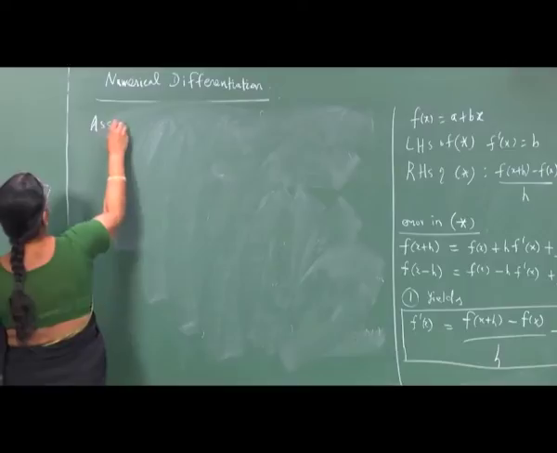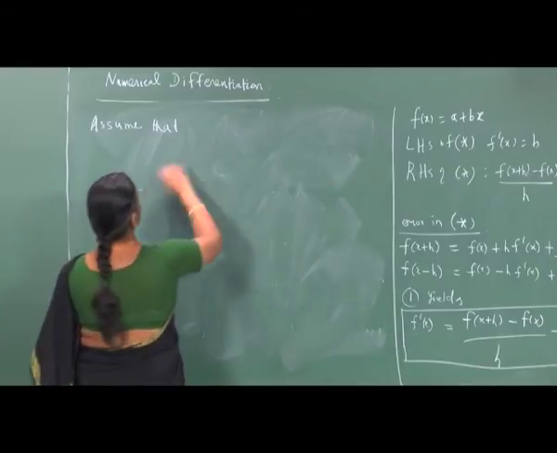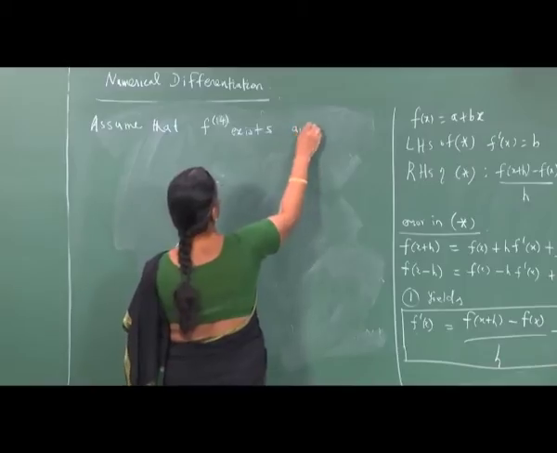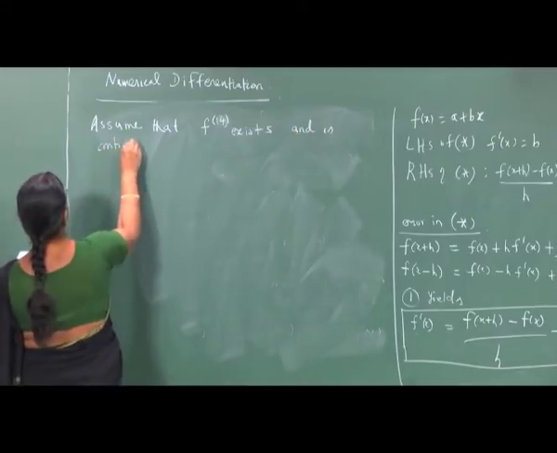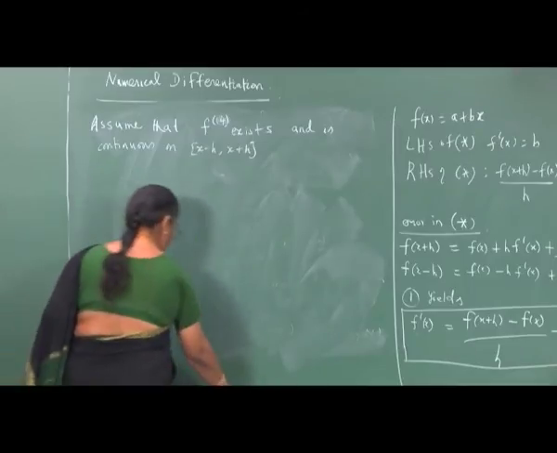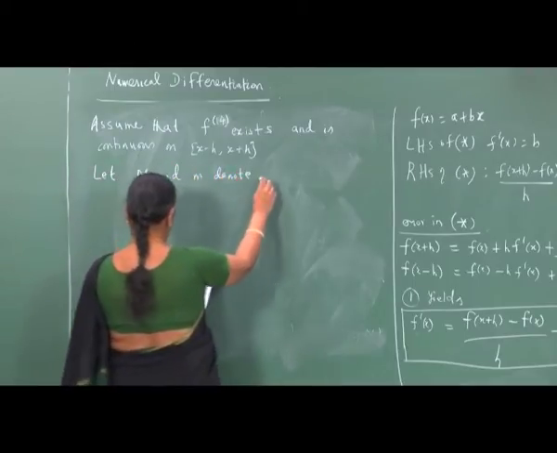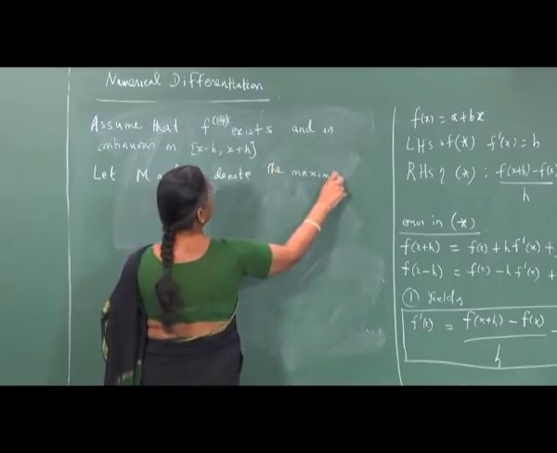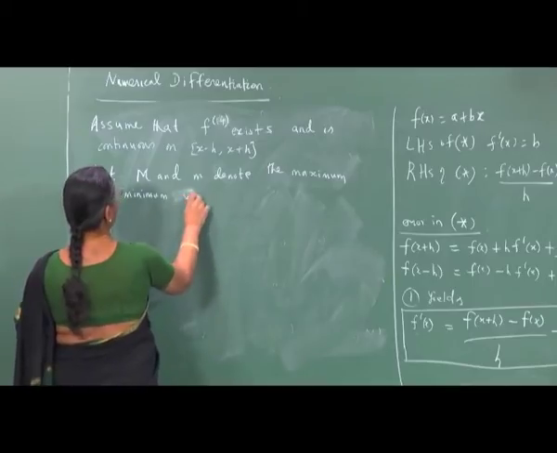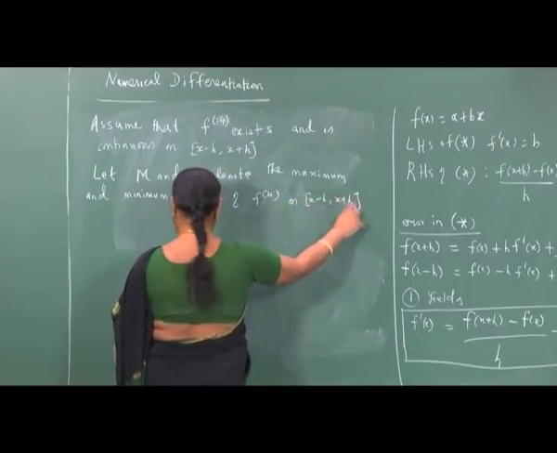So, we assume that the function belongs to a particular class such that the fourth derivative exists and is continuous on the interval x minus h to x plus h, and let capital M and small m denote the maximum and minimum values of this fourth derivative on this interval x minus h to x plus h.